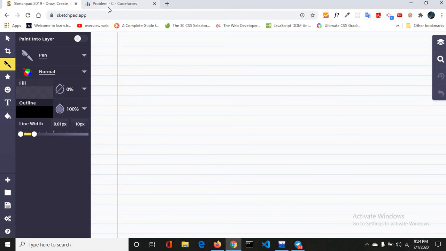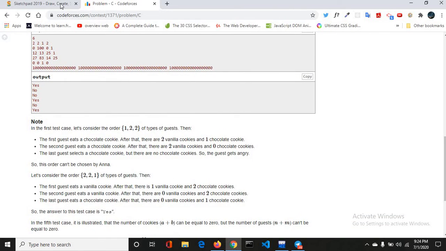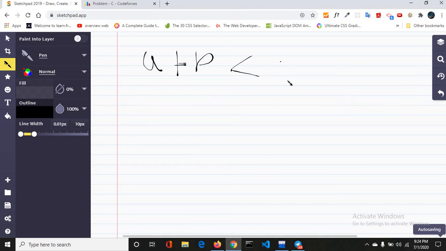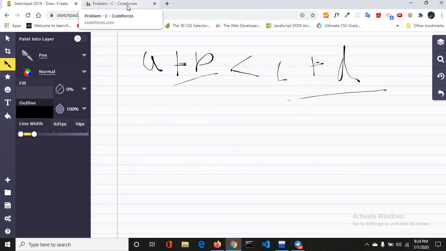Okay, so what we need to do here is we just need to check if the amount of cookies is less than the number of guests. So if A plus B is less than C plus D, that means the number of cookies is less than the number of guests, and then definitely there will be an answer of no. That is, there will be someone who will not get a cookie.